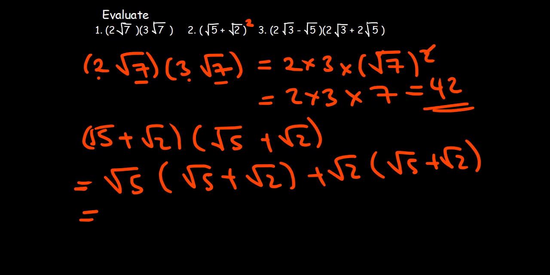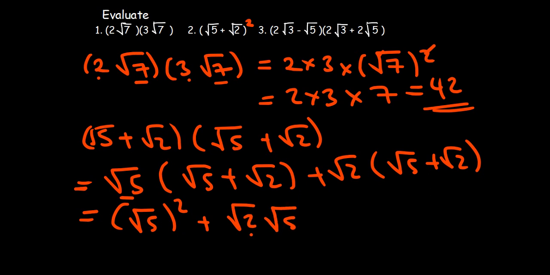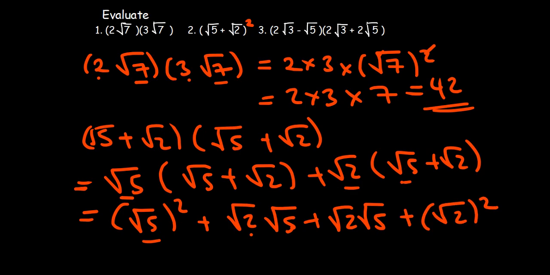Here, the square root of 5 multiplied by the square root of 5 will be square root of 5 squared, plus square root of 5 multiplied by square root of 2, which will just be square root of 2 then multiplied by square root of 5. Since they are not the same numbers, we cannot write it the same way we wrote in the first part. The square root of 2 multiplied by square root of 5 will still be square root of 2 and square root of 5. Then the last part will be just square root of 2 squared.